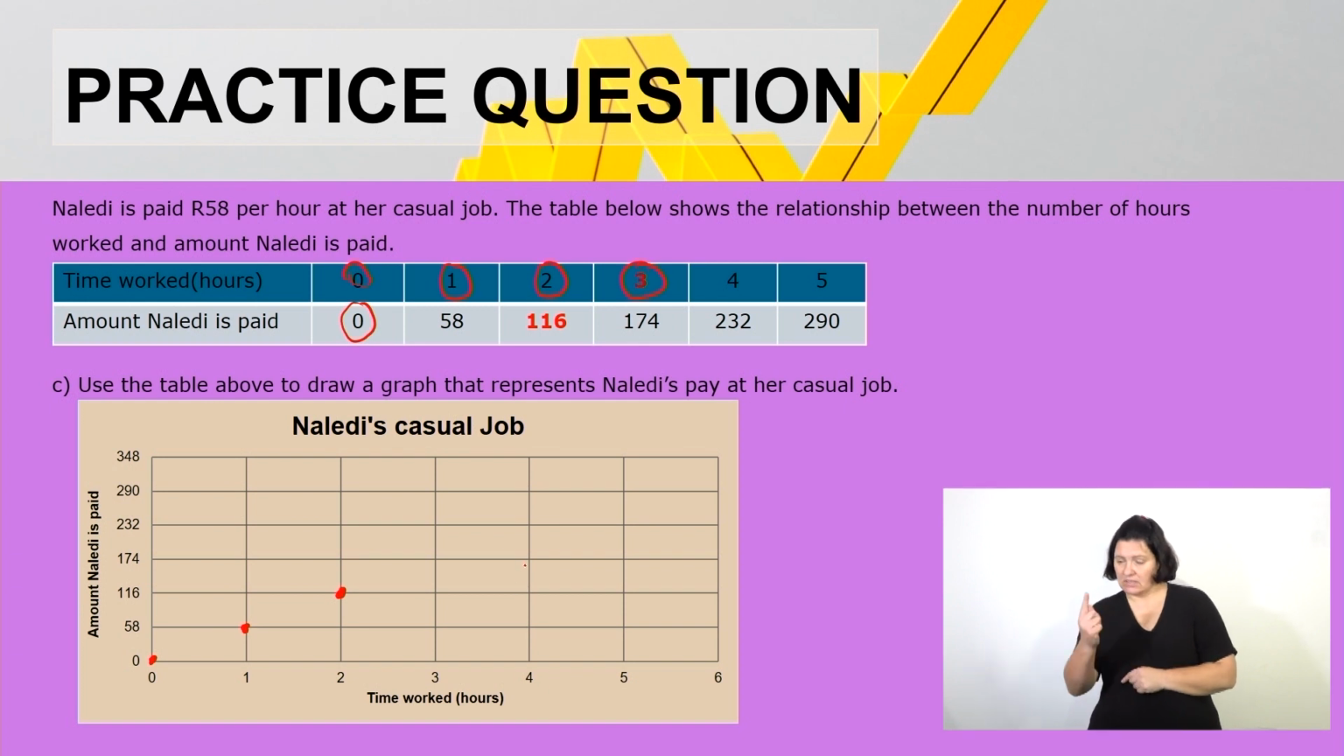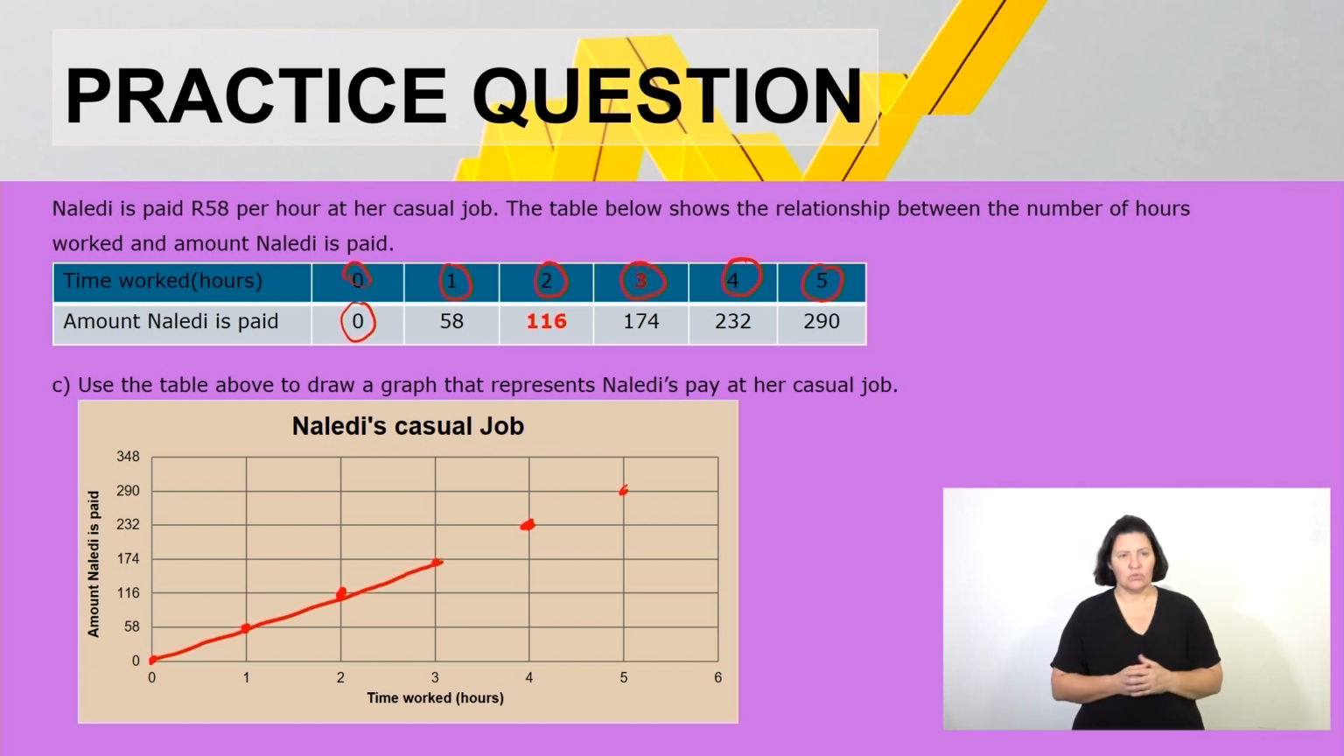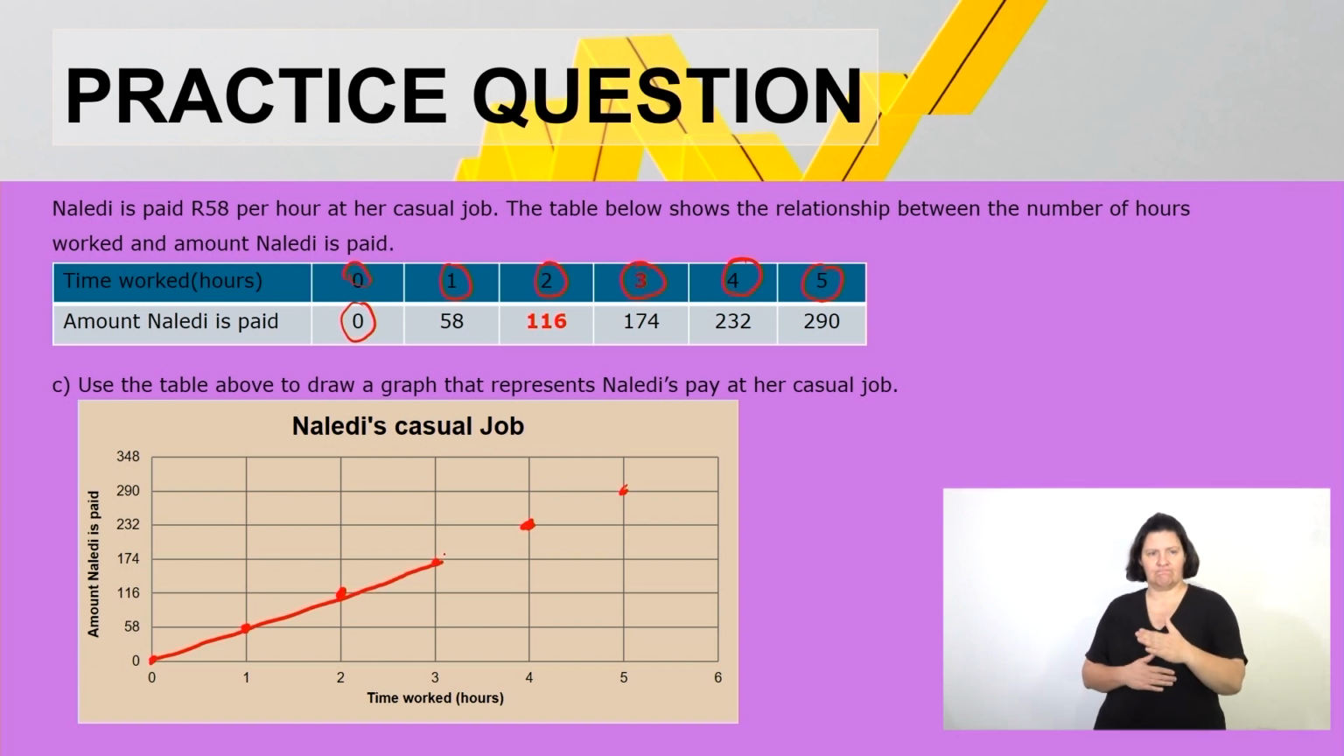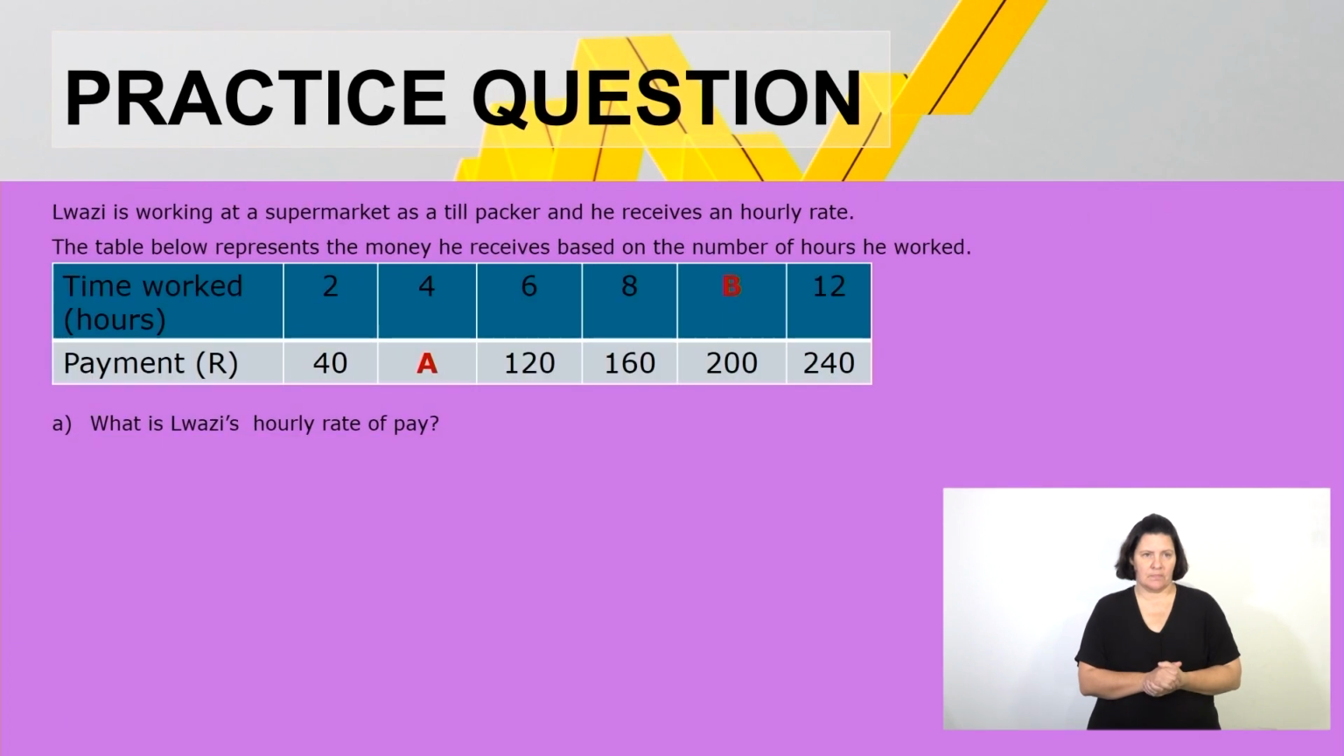3 hours, 174 rand. 4 hours, 232. And the last one, 5 hours, it is 290. So this one is nice and straightforward. We don't have to estimate the values between the given points on the graph. So we're going to construct this. And you can tell it starts from 0 and it is increasing. It goes up. It gives us an increasing relationship. Let's move along. We have another one here.